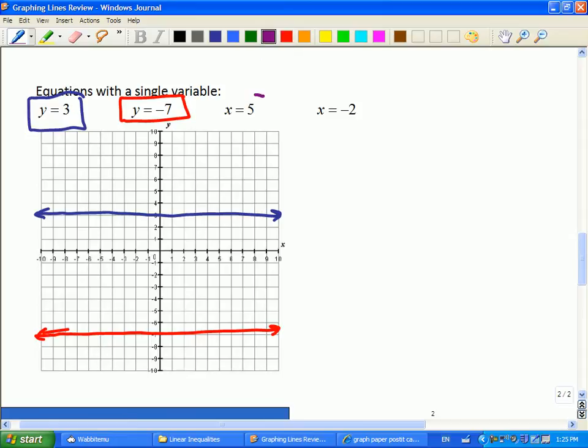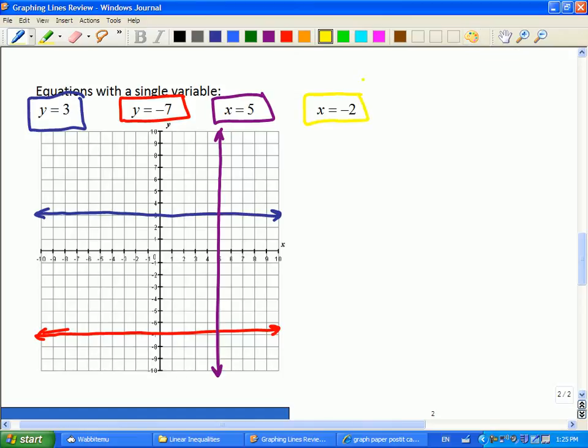And can anybody figure out what it will look like if I tell you x equals 5? Up and down? It's vertical. It's up and down. So at 5, I'll use yellow next. That's the line x equals 5.